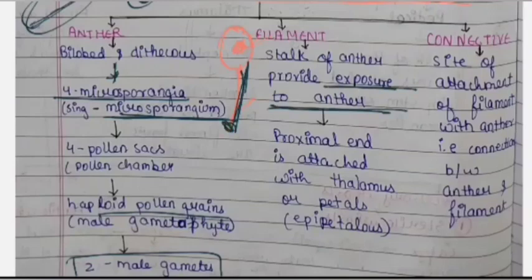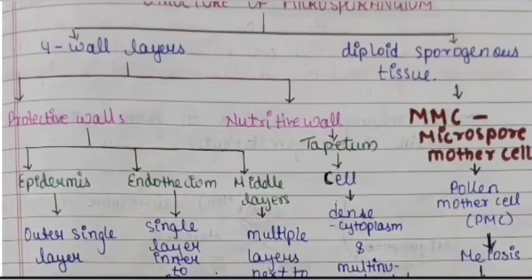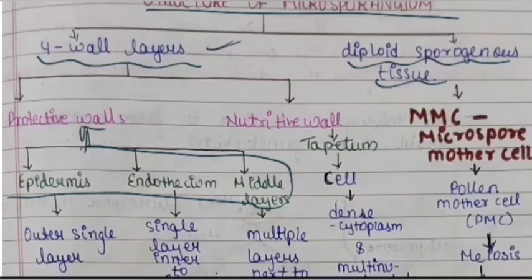If we talk about the filament, this is the stalk-like structure which provides exposure to the anther. The proximal part is attached to the thalamus. The connective tissue is the site of attachment of the filament with the anther. Now let's take a look at the structure of the microsporangium, which consists of 4 walls and diploid sporogenous tissue. Out of these 4 walls, 3 are protective walls, and the 4th one, that is the tapetum, is the nutritive wall. The epidermis, endothecium and middle layers are the protective walls.